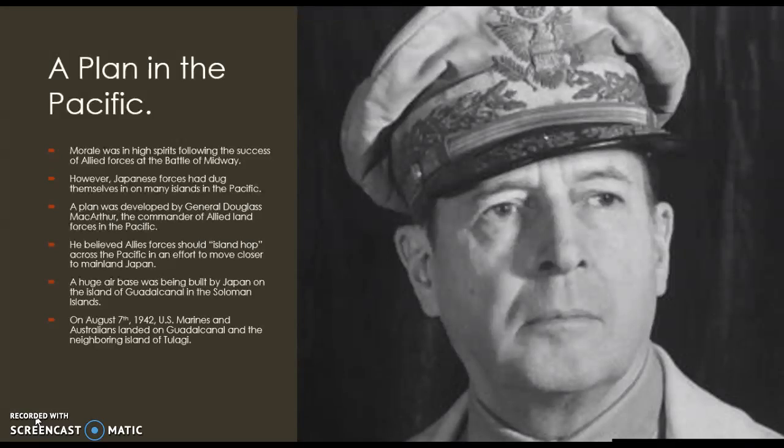A plan in the Pacific. Morale was in high spirits following the success of Allied forces at the Battle of Midway. However, Japanese forces had dug themselves in on many islands in the Pacific, and a plan was developed by General Douglas MacArthur, right there, the commander of the Allied land forces in the Pacific. He believed that the Allied forces should what they call island hop across the Pacific in an effort to move closer to mainland Japan. So moving across, conquering one island at a time, instead of trying to conquer the big island of Japan, conquer smaller ones and move closer to the big one.